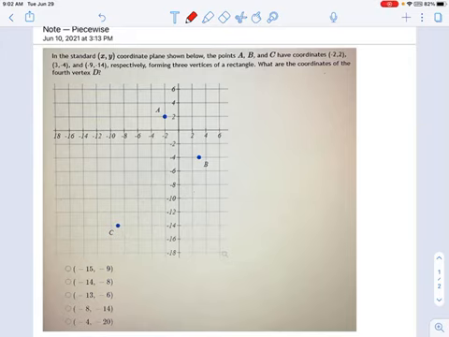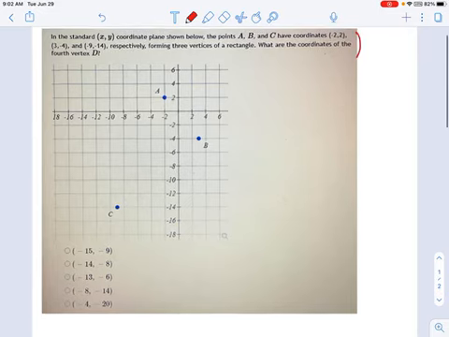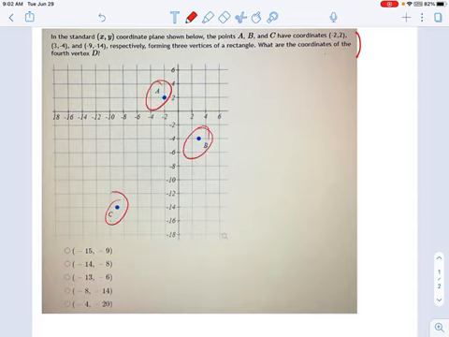So in this problem, we're told that we have a standard XY coordinate plane, shown here, with points A, B, and C in it. And in this paragraph up here, we're told some of those point values, but you can see it in the graph too. So here's A, B, and C right there. And we're told that these form the three vertices of a rectangle, but there's a fourth one that's not shown, the vertex D. You want to know where is it?